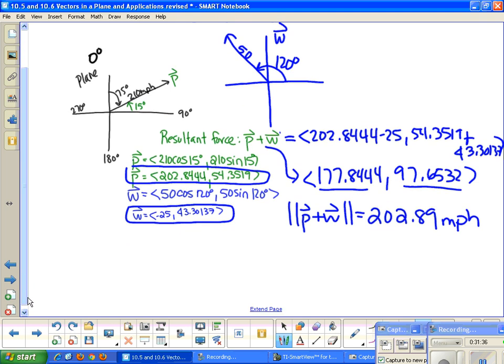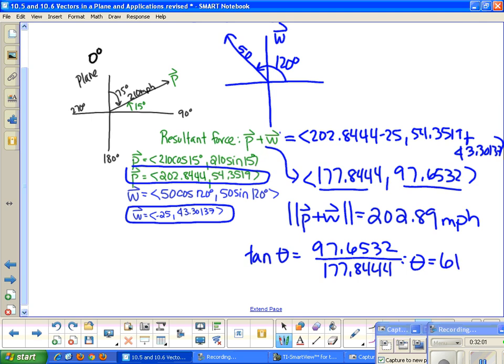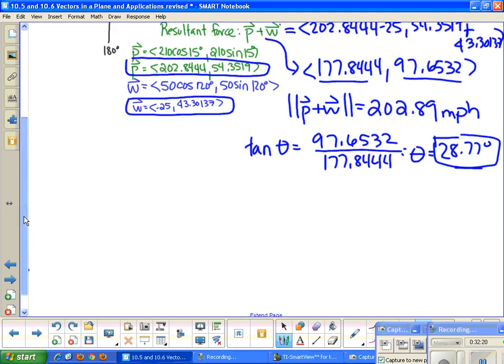And then if I want to figure out the direction, I take the tangent of my y-coordinate divided by my x-coordinate. So the tangent of theta is equal to 97.6532 divided by 177.8444. The tangent inverse of this would give me theta being equal to, make sure you're in degrees, 61.23 degrees. Now, the problem, oh, sorry, that's the wrong one. So theta is equal to 28.77 degrees. Now the problem with this is that's not the direction, because the direction needs to be in terms of navigation.